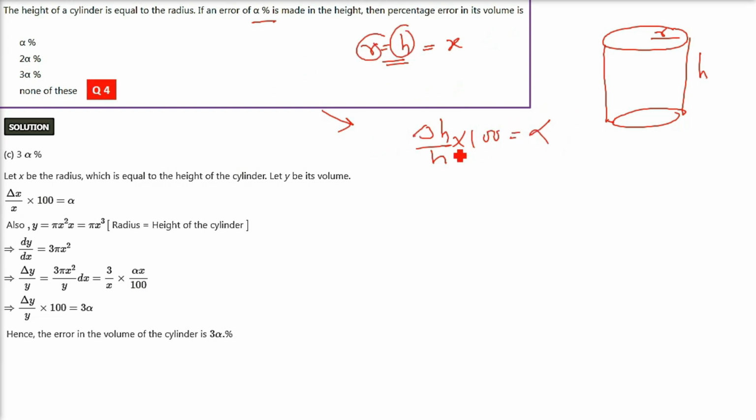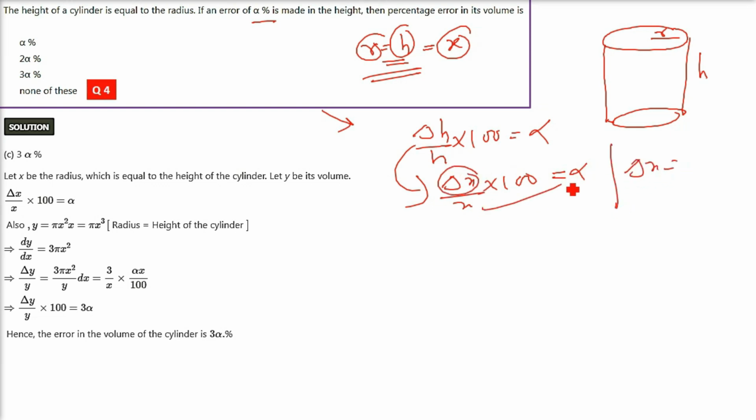So delta h by h into 100 equals delta x by x. Replace delta h by delta x, replace h by x, into 100. So they are actually the same in the question, and this is alpha only. Delta x can be computed from here. It's going to be x goes up, 100 goes down. So delta x is alpha x by 100.